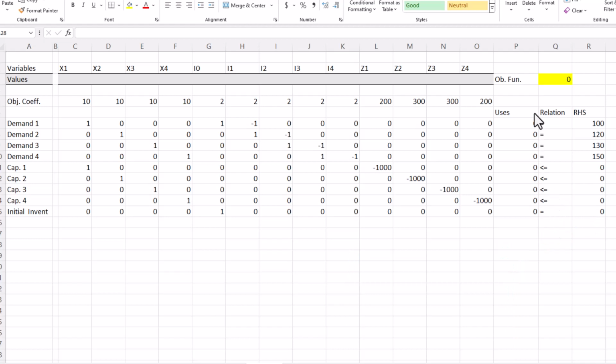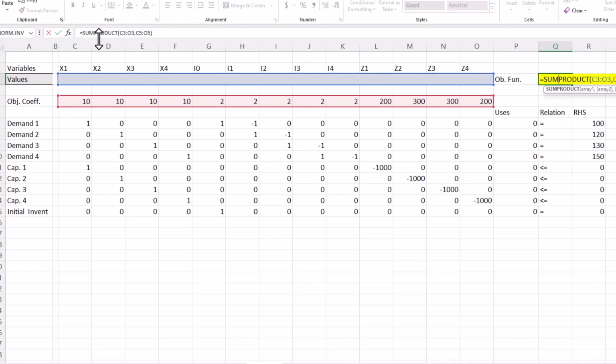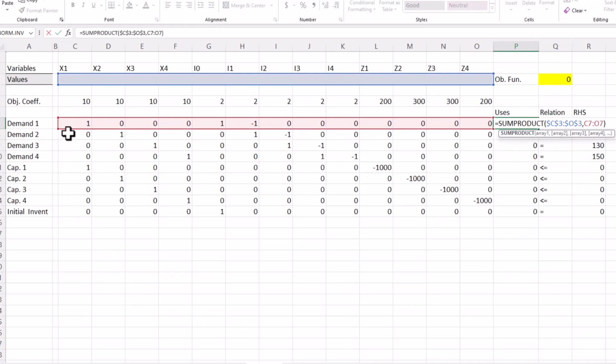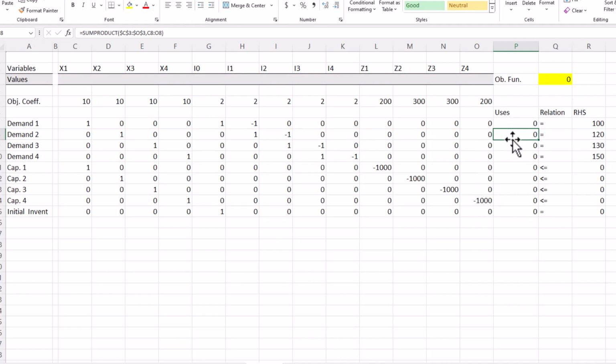Now, as usual, we have our objective function value here. Let's take a look at the formula. This is the usual sum product formula that is multiplying the objective function coefficients to the decision variable values that are stored in this row here. Similarly, our uses constraint, as before, we can see that this is the sum product of the constraint coefficients in the first constraint multiplied to the values of the decision variables, and that's our uses for the first constraint, and the other constraints are similar.